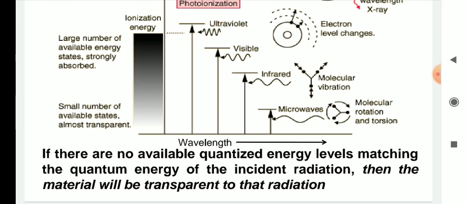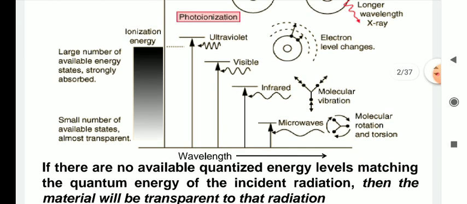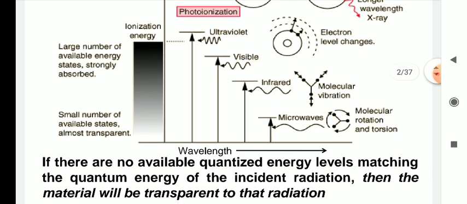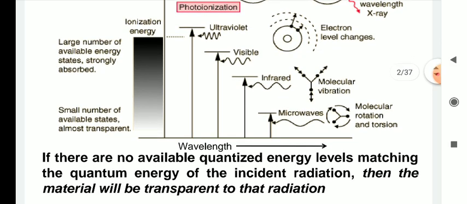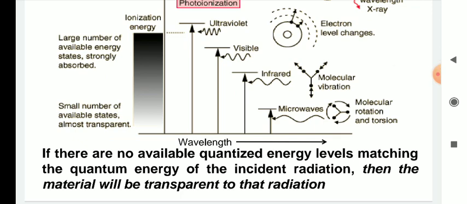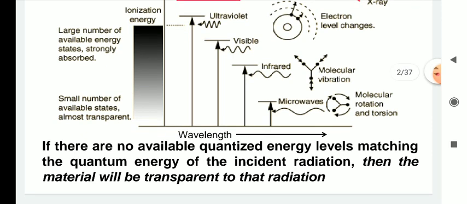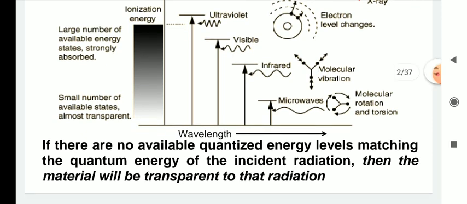If the electromagnetic radiation interacts with the atoms of a molecule, then there is a change in the position of the electron from one orbit to another orbit. So that corresponds to electronic spectra. That electronic spectra is usually observed in the visible and ultraviolet region of the electromagnetic spectrum.